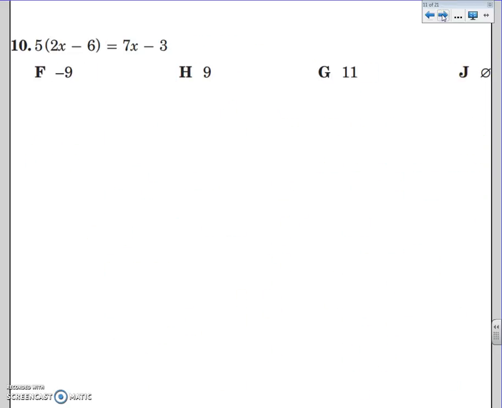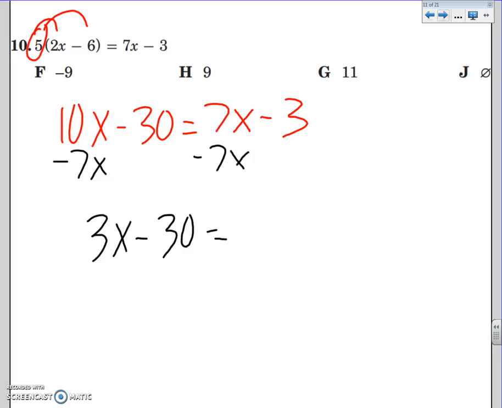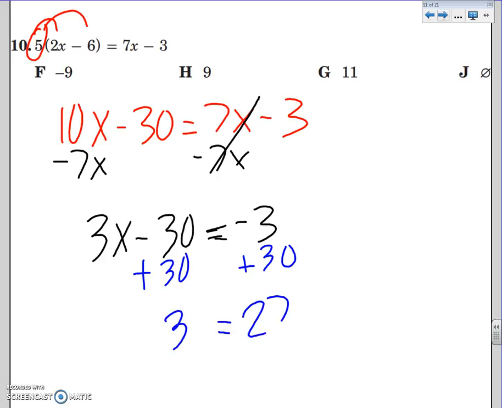Alright, this one, just solve like normal. Distribute. Get the letters on one side. Get x by itself. And divide.